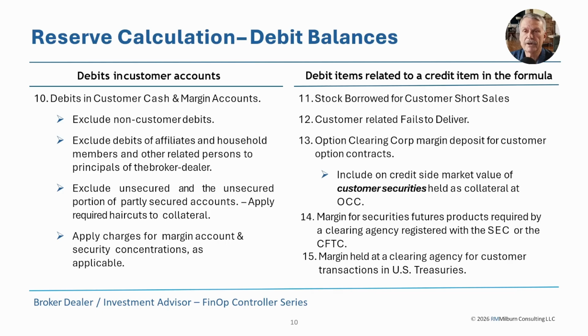Offsetting the credits are customer debits, which are derived from the firm lending funds to customers to buy securities. As you can see, it's a much shorter list. Notice that customer funds deposited at OCC and other clearing agencies for certain securities are included in the debits.